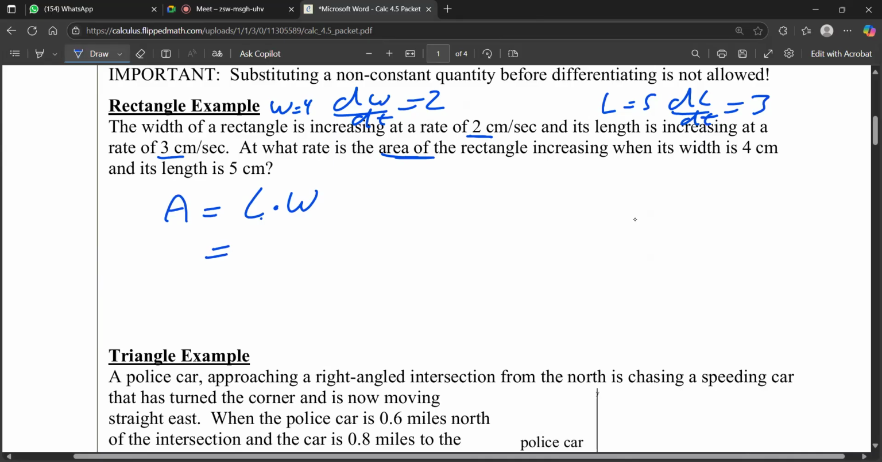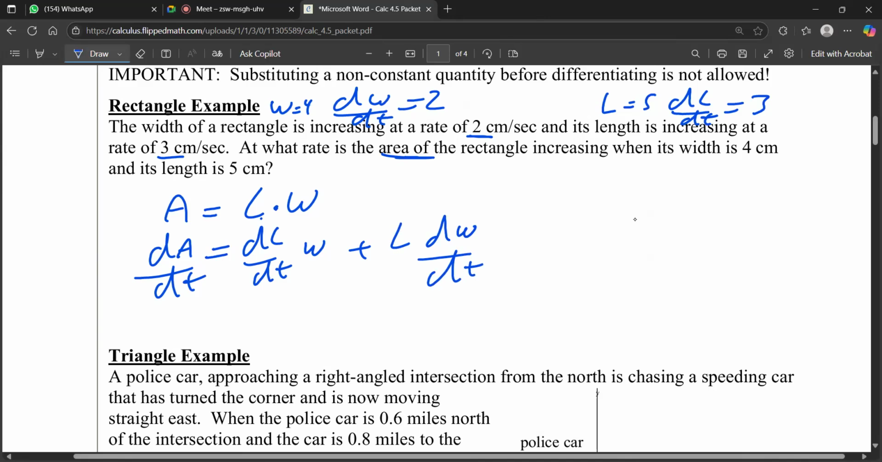So when we differentiate it, it will be dA/dt. And here we have a product rule, so it will be dL/dt times W plus L times dW/dt. We need to find the rate the area is increasing. So dL/dt is 3 times W, which is 4, plus L, which is 5, times dW/dt, which is 2. That's it. So this is how we find the rate of change of the area according to the rates of change of the length and the width.